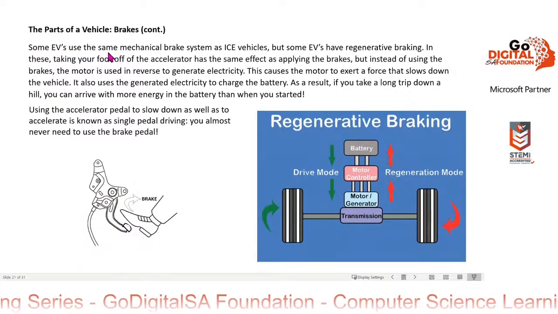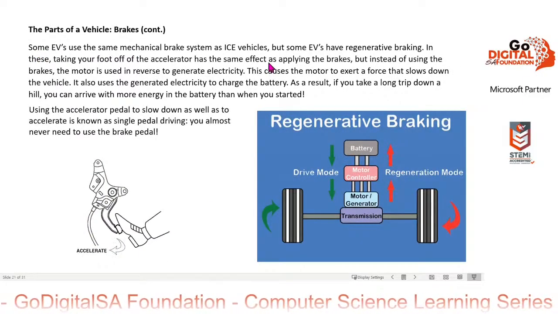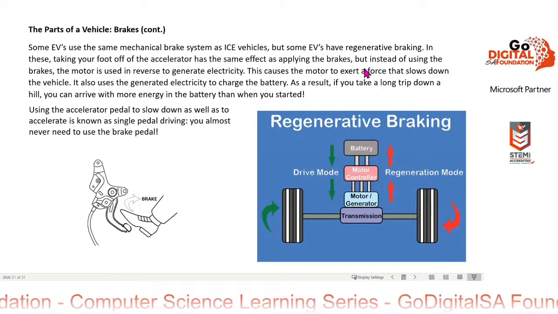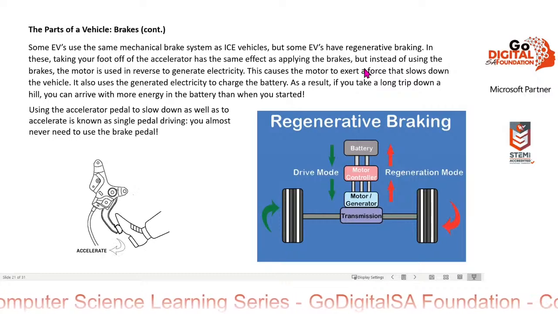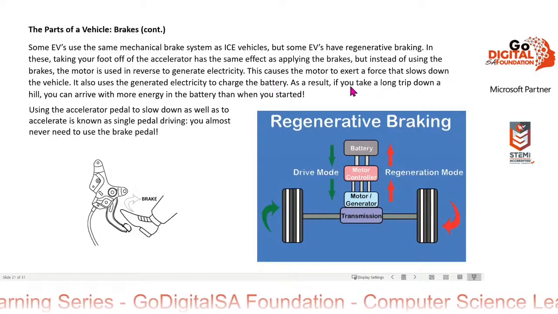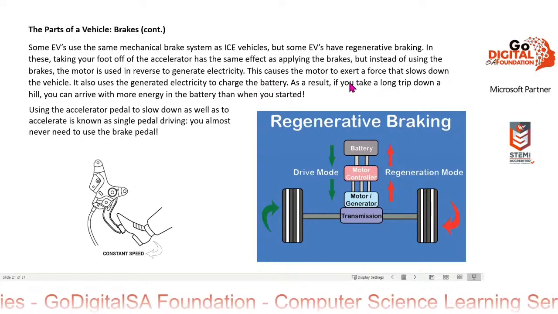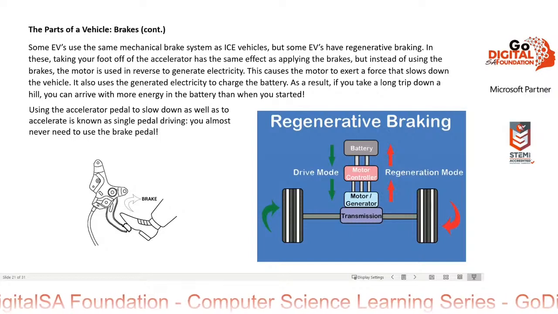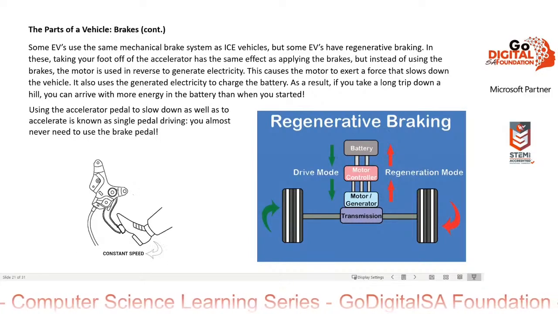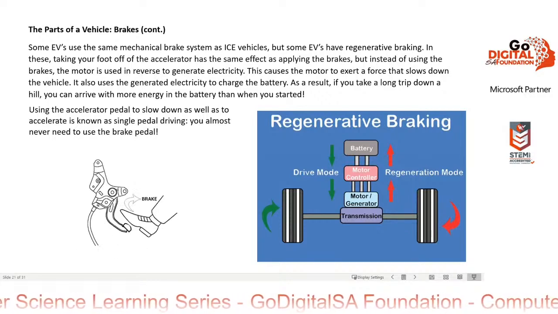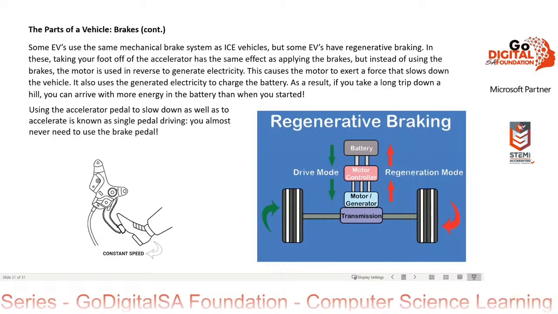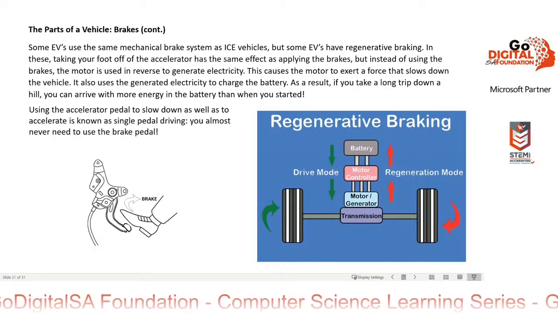Okay, some EVs use the same mechanical brake system as ICE vehicles, but other EVs have regenerative braking. In these, taking your foot off of the accelerator has the same effect as applying the brakes. But instead of using the brakes, the motor is used in reverse to generate electricity. This causes the motor to exert a force that slows down the vehicle. It also uses the generated electricity to charge the battery. As a result, if you take a long trip down a hill, you can arrive with more energy in the battery than when you started.